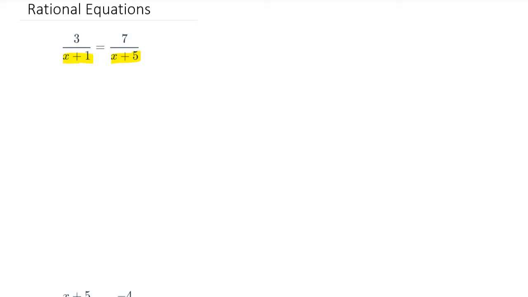Now, what do you do to solve a rational equation? The first thing you need to do is find the LCD, which is like putting all the denominators together. So we have two denominators over here: x plus 1 and x plus 5. What we try to do is multiply each term on each side by the product of these denominators. So we're going to multiply the denominators together like this. So it will look like this.